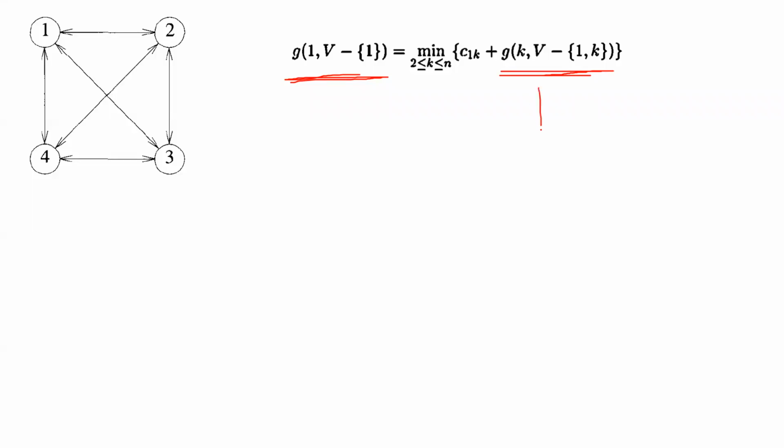So what is this now? We have discussed what G1 comma V minus 1 is. We have discussed what this representation means. But now what does this representation mean? What is G, K, V minus 1 comma K? This is a generalization for this formula.